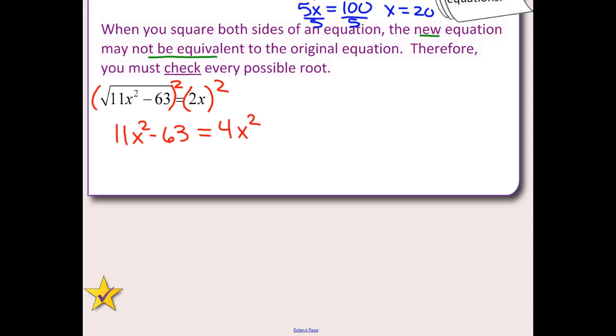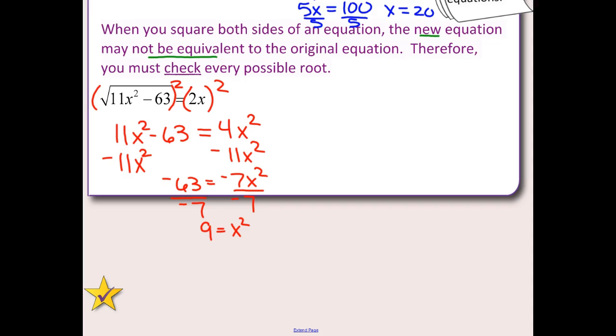Okay, now I've got to isolate my variable. All I have is an x. It happens to be x squared. So let's get those x squareds together. I'm going to subtract 11x squared over here. So now I've got negative 63 equals negative 7x squared. We're going to have to divide both sides by negative 7. So we're going to get 9 equals x squared.